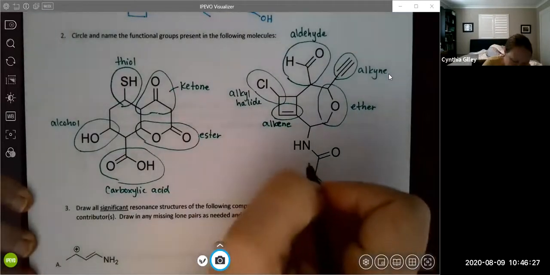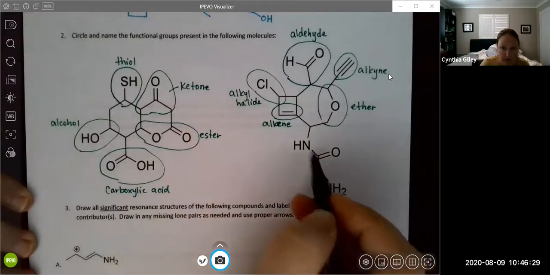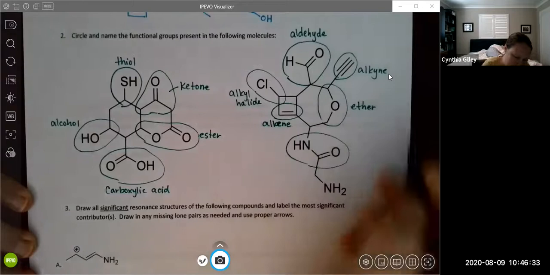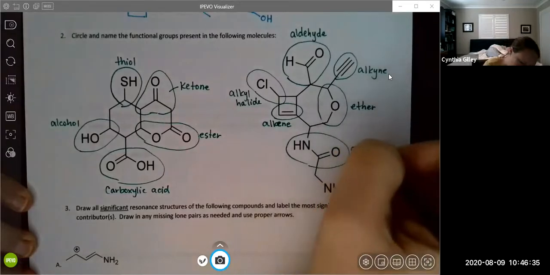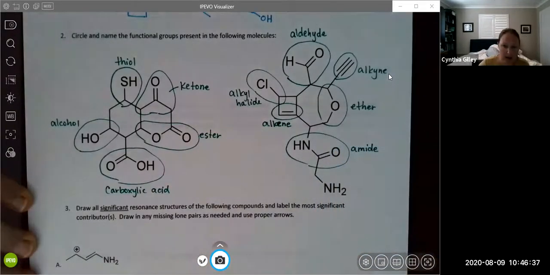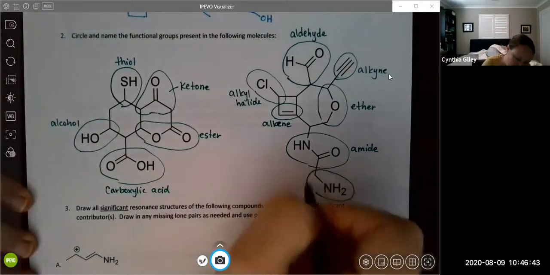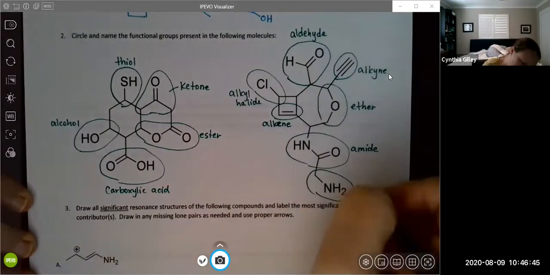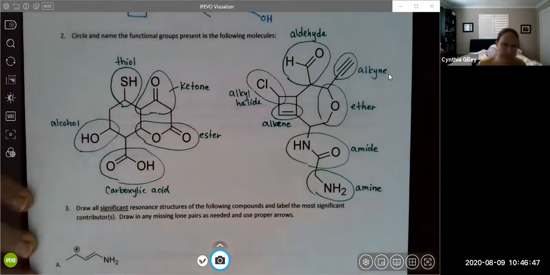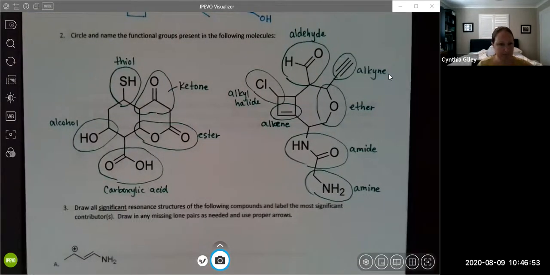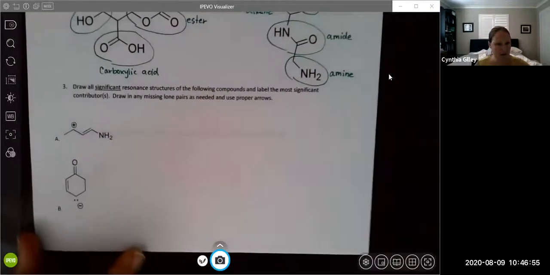And now we have a carbonyl directly attached on one side to a nitrogen, right? So that makes this an amide. In contrast to a nitrogen that's attached to a carbon that doesn't have a carbonyl, this one is called an amine. Okay, that's a good review of your functional groups. Moving on to question number 3.